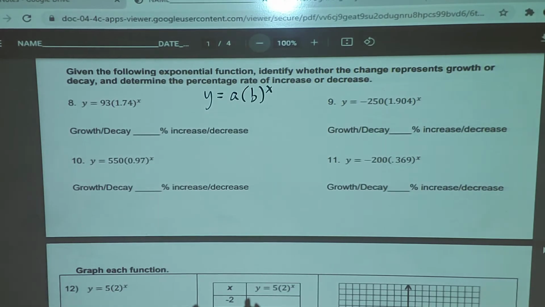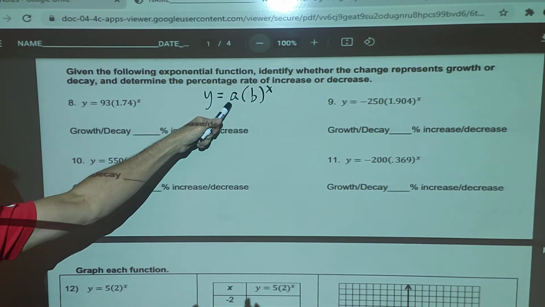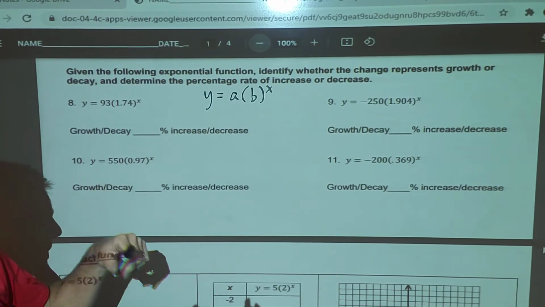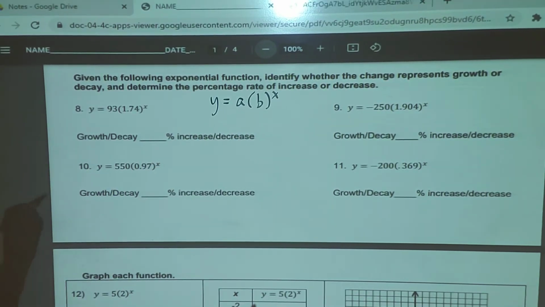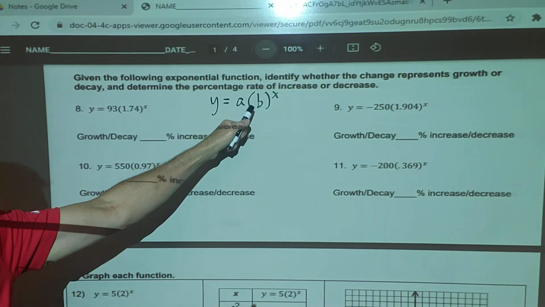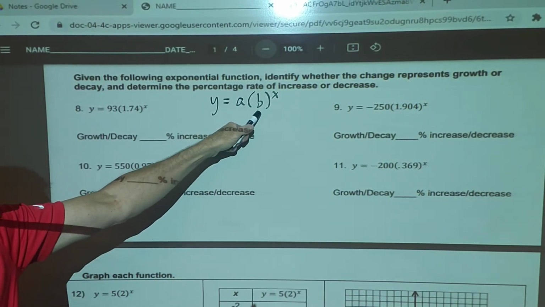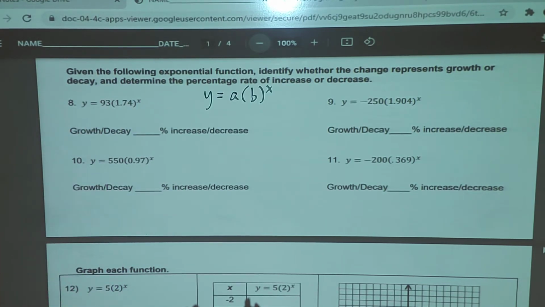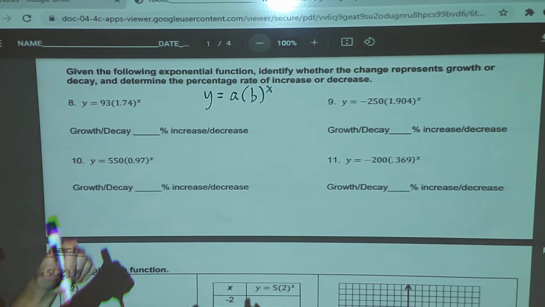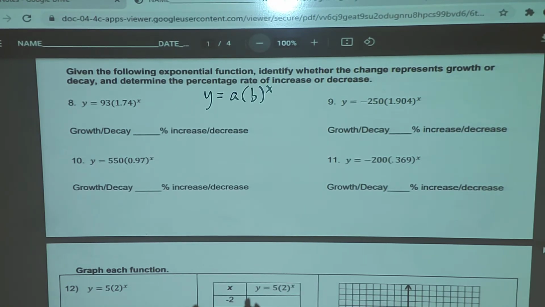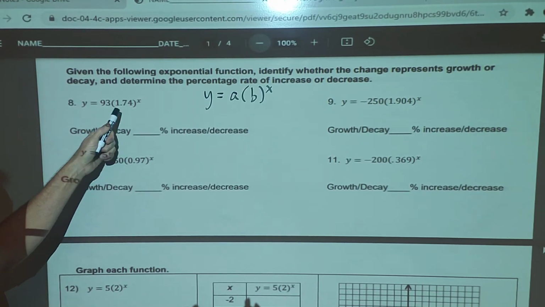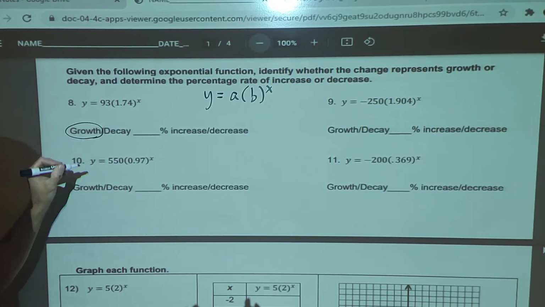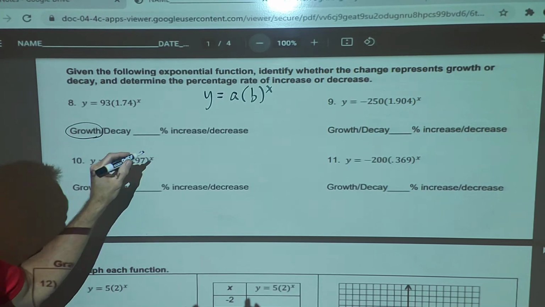to the x. All right, with our initial starting point, our y-intercept, b is our growth factor, whether it's increasing or decreasing. What we're looking for is: is this number larger than 1? If so, it is growth, it's increasing. If we multiply by a growth factor of less than 1, it would be decreasing or decay. So 1.74 is obviously larger than 1. This would be growth. And if it is growing, it is increasing.